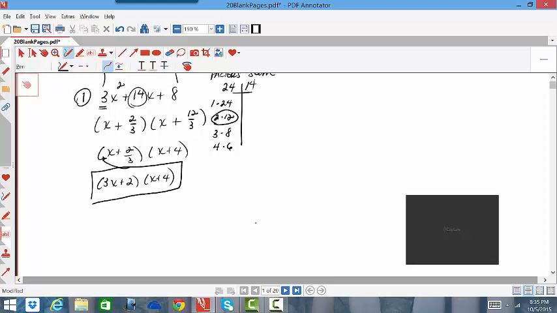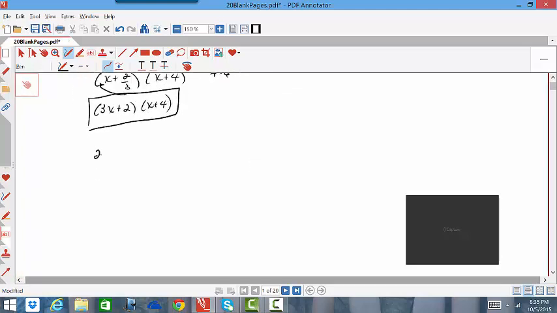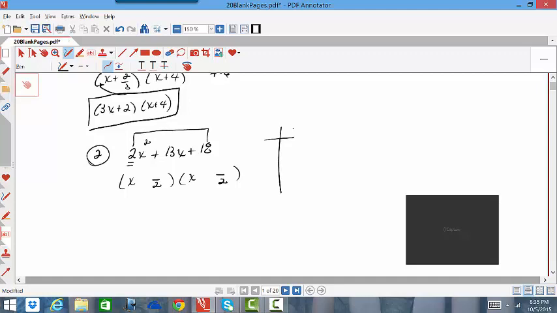Alright, let's try another one. Suppose we have the trinomial 2x squared plus 13x plus 18. We're going to do the same process. Two binomials, give them only the x variable. The leading coefficient is a 2, so I'm going to put a couple of fractions here where the denominators are 2's. Build a table. Take the product of the leading coefficient and the 18.